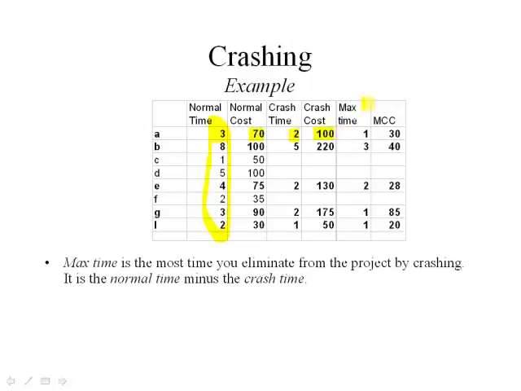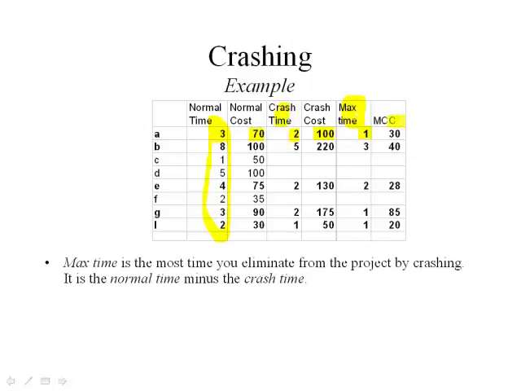And then I've just made a note here in this column, the max time column, that what I'm doing is I'm shaving off that 1 day. All right, and I'm assuming that's the best I can do. So the difference between the normal time and the crash time is this max time, and we assume that this crash time is the best we can do.